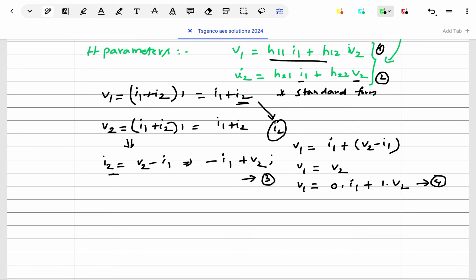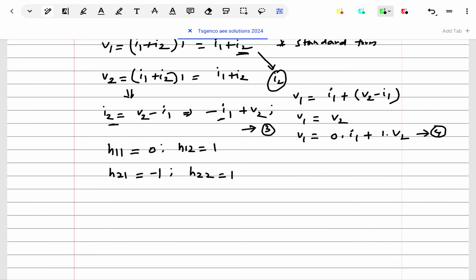By comparing the equations, what can we write? H11 is equal to 0, and H12 is nothing but 1. Similarly, H21: I2 is equal to H21 into I1, which means this one will be minus 1. And similarly, H22 is equal to 1.